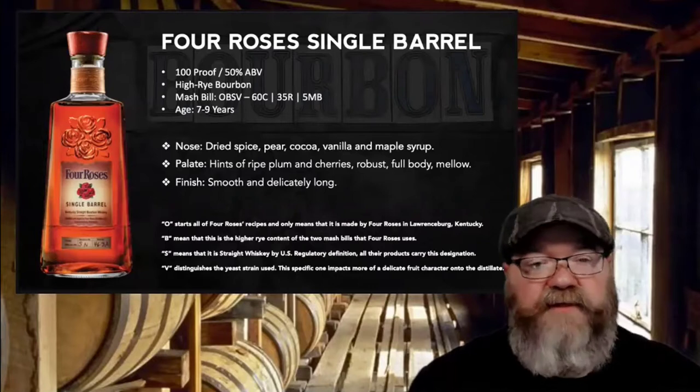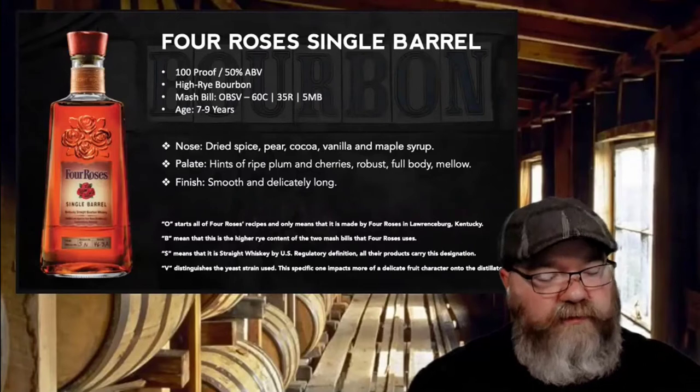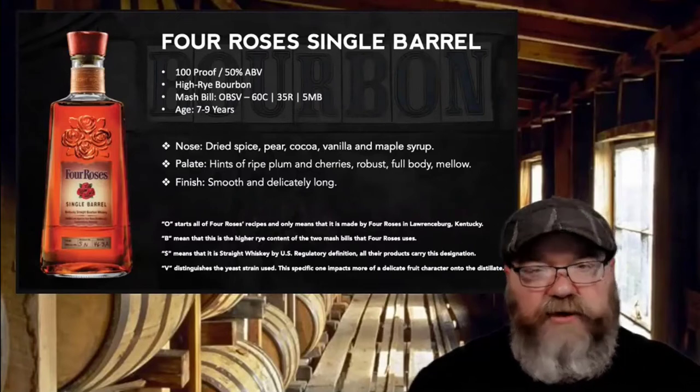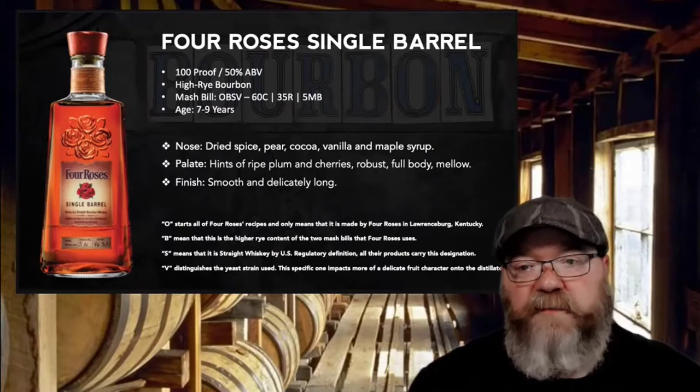The S means that it is a straight whiskey, and then the V is the yeast strain. This yeast strain contributes a fruit character into it, makes it a little bit fruitier and a little lighter, along with that spice. Now, a little bit of history.